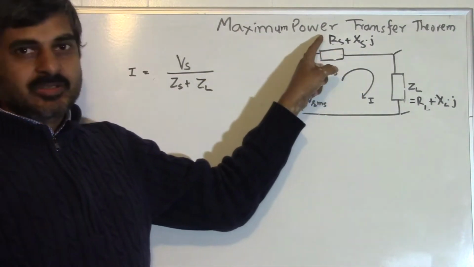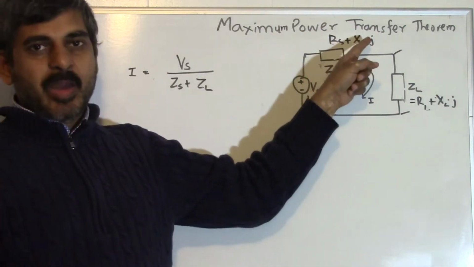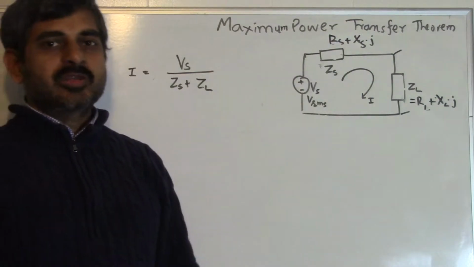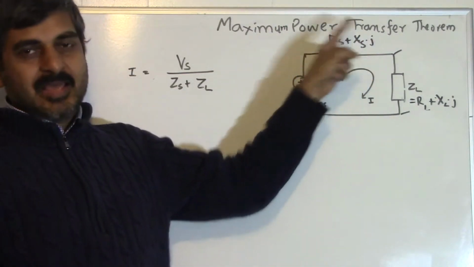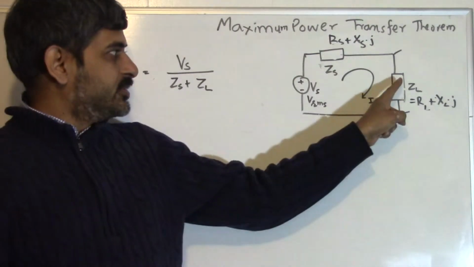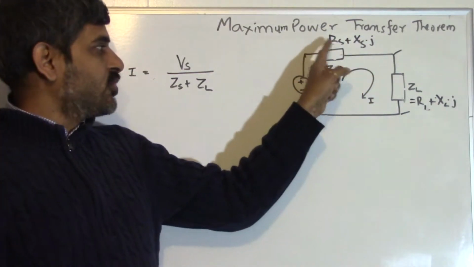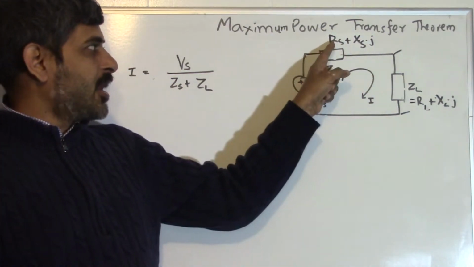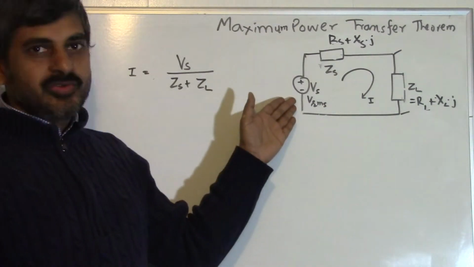And this source is driven by a voltage source Vs here, and again the source impedance can be resistive plus another inductive or a capacitive component, which we denote by Xs into j. So ZL is represented by RL plus XL j, and the source impedance is represented by R source plus X source into j, and it is driven by a V source.